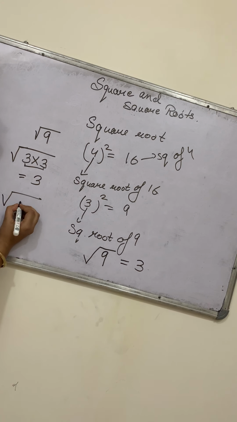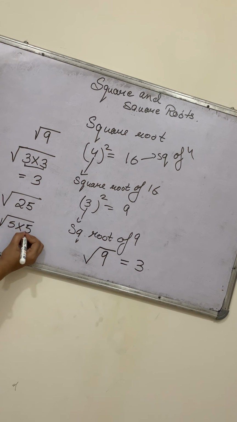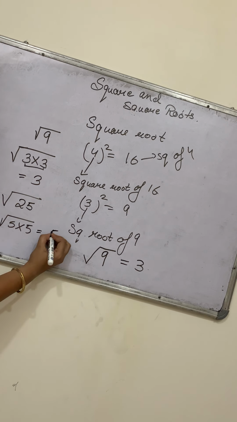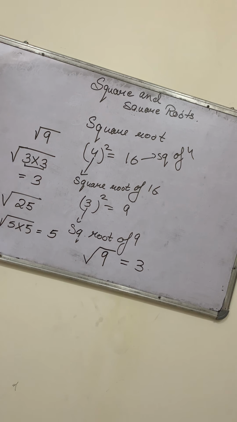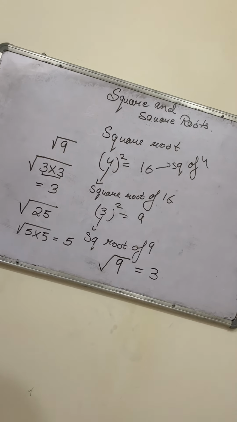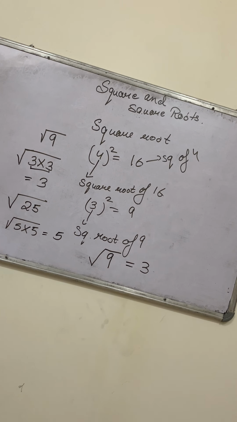Let us see for 25. 25 is 5 into 5. Out of 2 I am going to write 1 here and the sign will be removed. So square root of 25 is 5. Okay, so this is what the square root is. This is the sign. 5 into 5 we wrote. 5 into 5 will give us a single 5 outside and the sign will be removed. So the square root of 25 is 5.